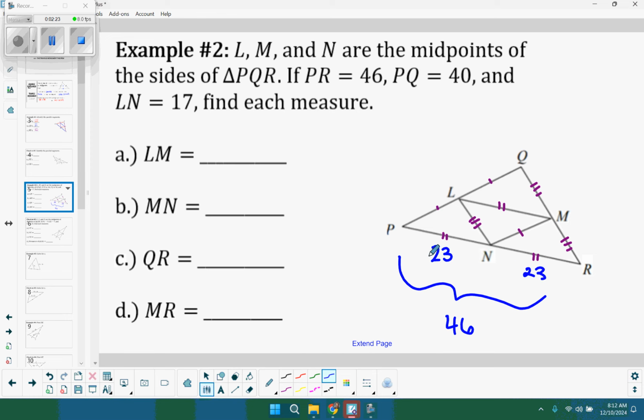PQ, so P to Q, this whole side is 40. So cut that in half, we get 20 and 20, and that also makes this side here 20. And then LN, this piece inside is 17, which means each of these is 17, and together this is 34. So now I can answer any of these. LM was 23. M to N was 20. Q to R, this whole side, was 34. And M to R, just this piece, was 17.